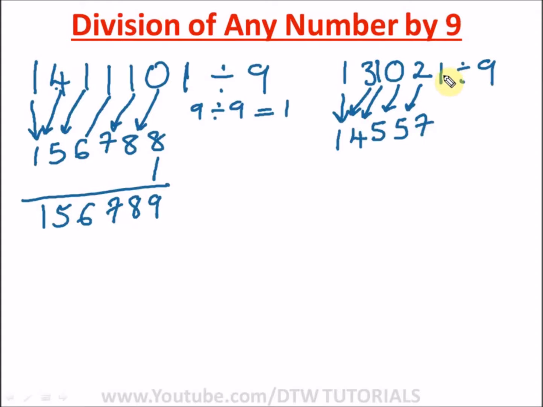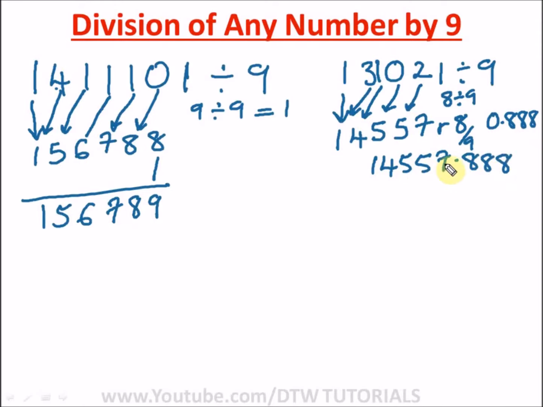Now our final number here, as I told you, you are not going to add and drop down, but when we add up, we are going to have 8 divided by 9. Once 8 divided by 9 cannot go, we just write a remainder of 8. When you divide 8 by 9, you're going to have something like 0.888. So when you punch in your calculator, you should have this answer as 14557.888.